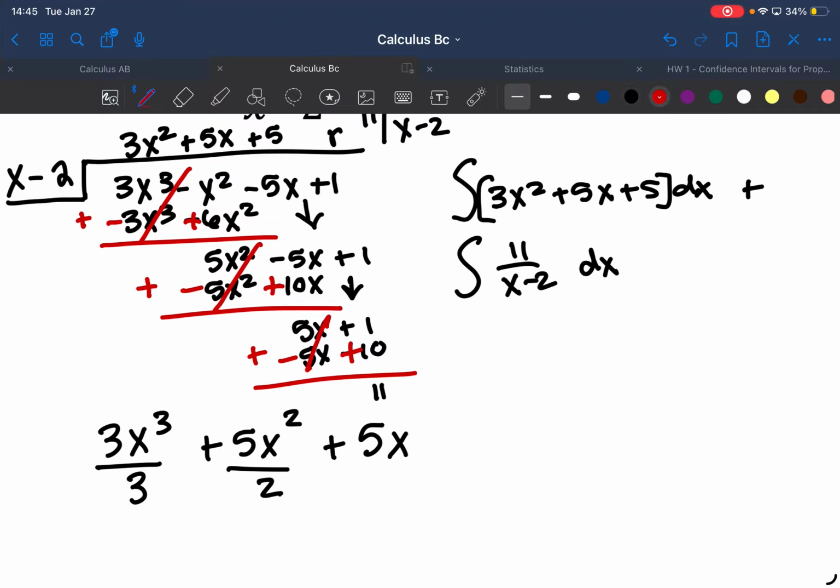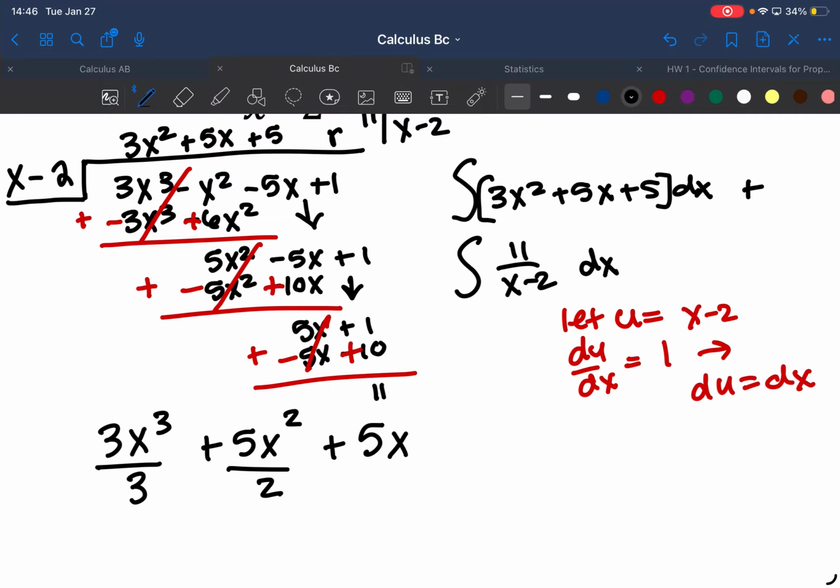So for the second integral, I'm going to let u equal what? x minus 2, which means du dx is equal to 1. I take the derivative of both sides. I need to solve for dx, but since this proportion is equal to 1, that means they're equal to each other.